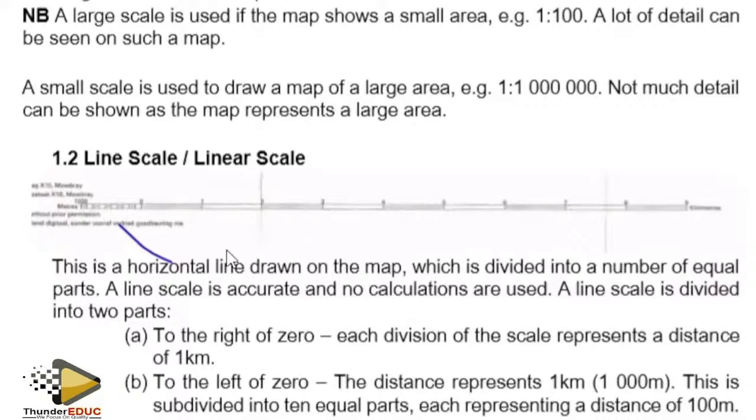So we know that a line scale is a horizontal line drawn on a map, which is divided into a number of equal parts. A line scale is accurate and no calculations are used. A line scale is divided into parts. This is what I said. It has the kilometers and it has the what? The meters. Okay.